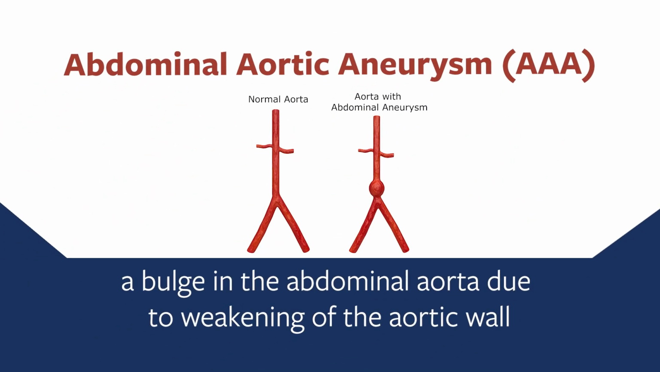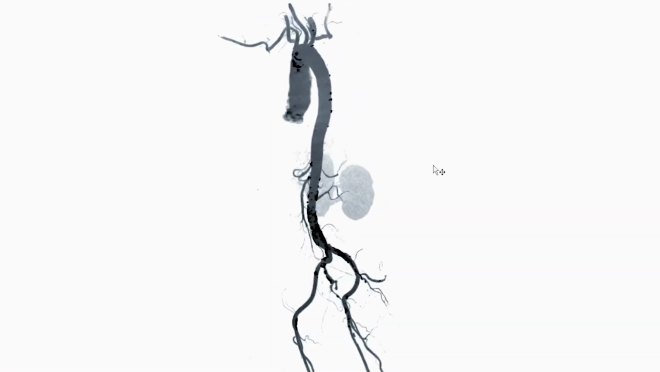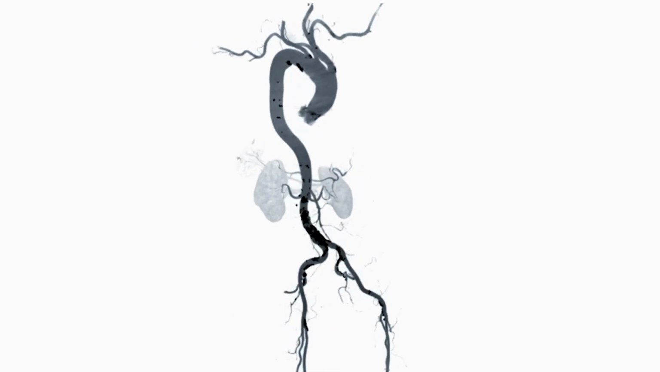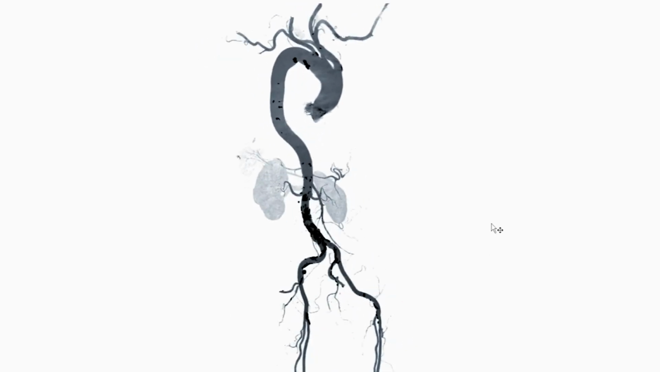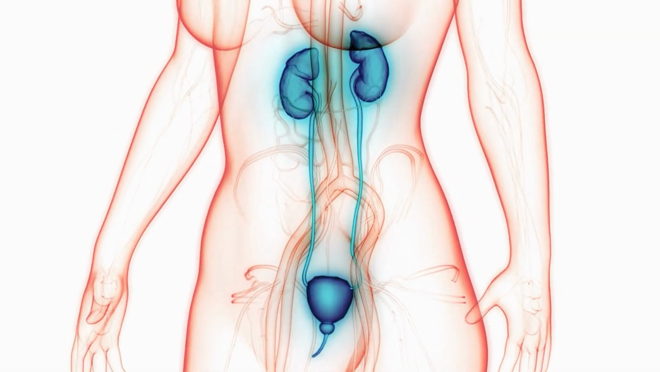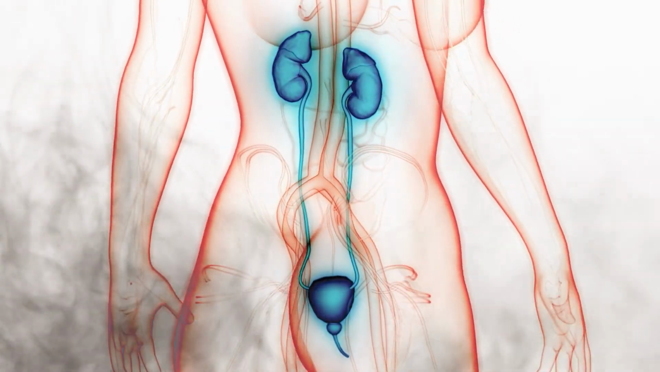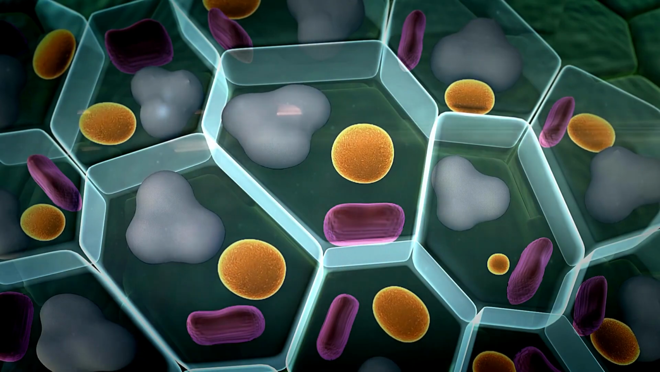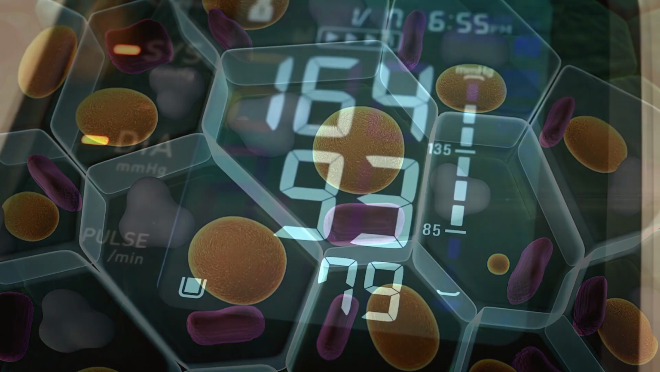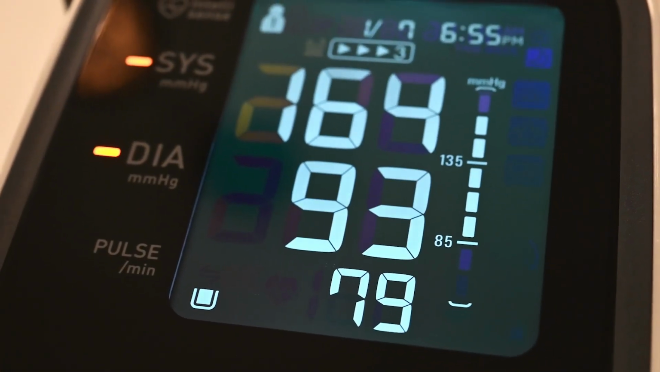Abdominal aortic aneurysm is a bulge in the abdominal aorta due to weakening of the aortic wall. The abdominal aortic aneurysm typically forms just below the kidney arteries and may also involve iliac arteries that are located in the pelvis. The likelihood of having an abdominal aortic aneurysm is increased if you have family history of aneurysms, history of smoking, elevated cholesterol, high blood pressure, and obesity.